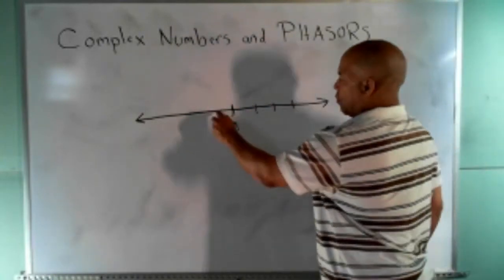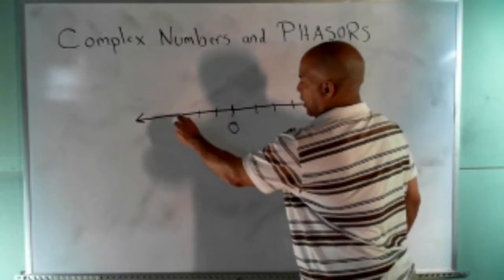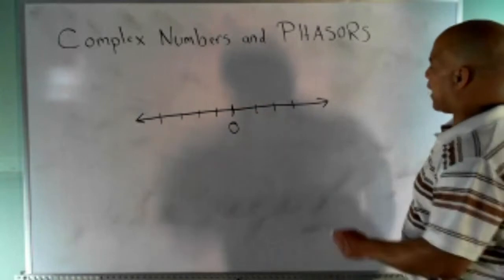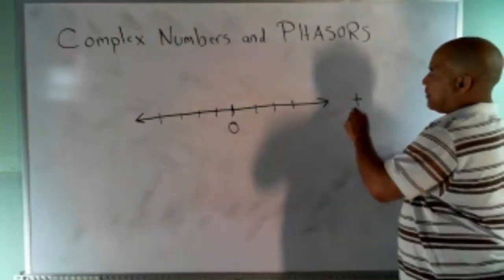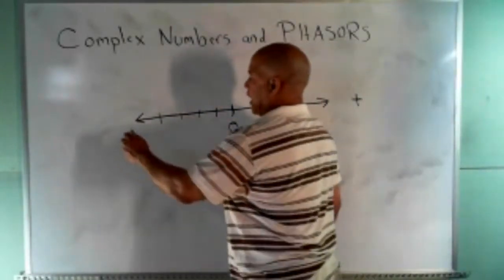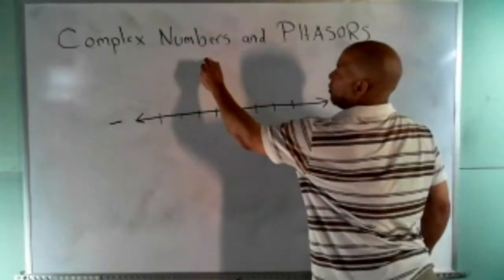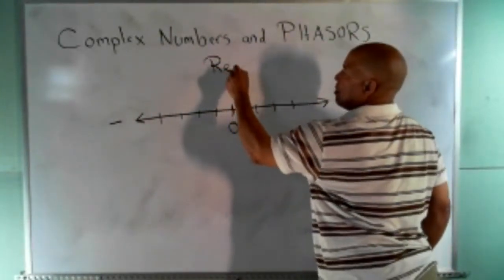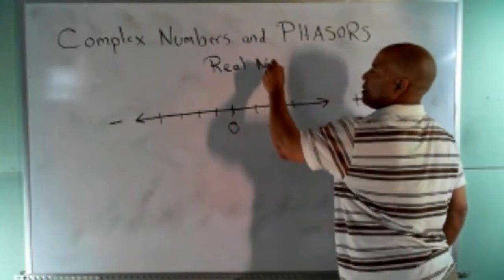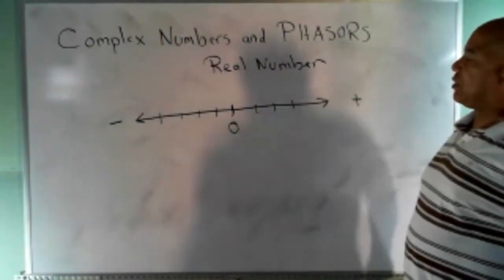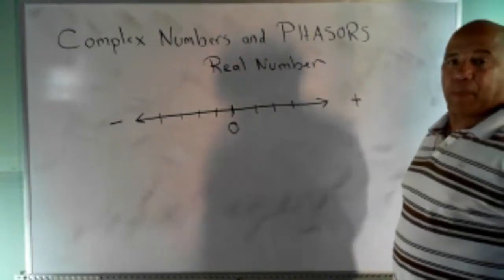And these, of course, represent numbers or quantities. The farther I go to the right, I get bigger positive numbers. The farther I go to the left, I get bigger negative numbers. This number line is called the real number line. So any quantity on the number line is a real number.